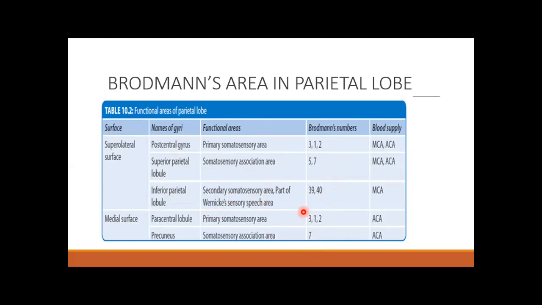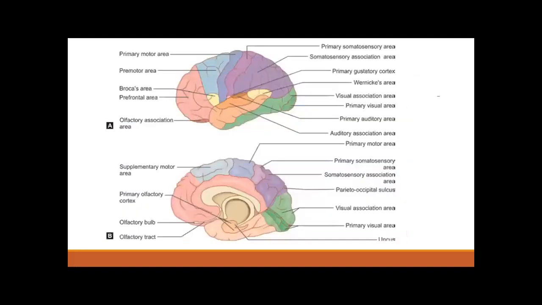On the medial surface of the parietal lobe, we again have the primary somatosensory area, which are areas 3, 1, 2 of Brodmann and is supplied by the anterior cerebral artery, and the precuneus, which contains the somatosensory association area, which is area number 7 of Brodmann and is supplied by the anterior cerebral artery. In this diagram, we can see the primary somatosensory area. This is the somatosensory association area, and this is the sensory speech area. And on the medial surface, this is the primary somatosensory area, and this is the somatosensory association area.